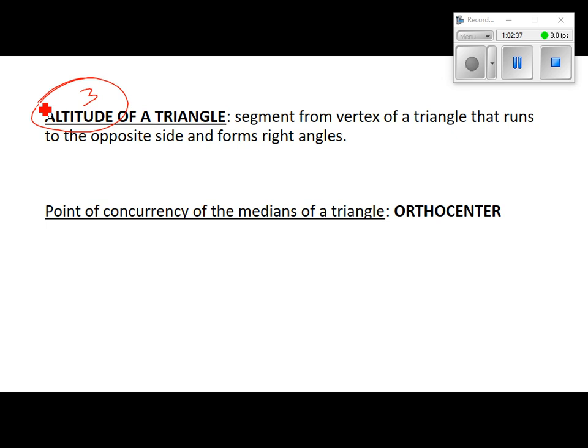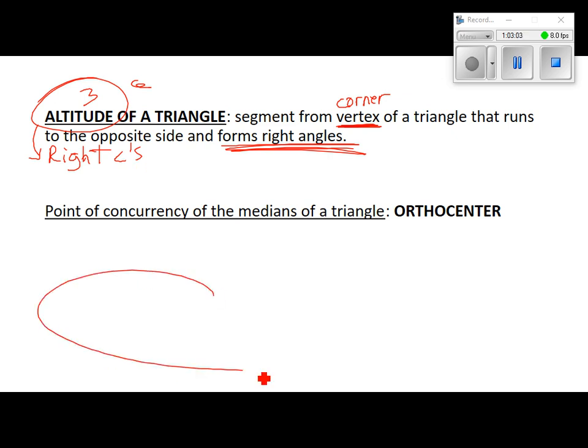Altitude runs from one of the corners to the opposite side, and it forms right angles. So every time you hear altitude, you should think of right angles. Every time you hear the word altitude, think of right angles.